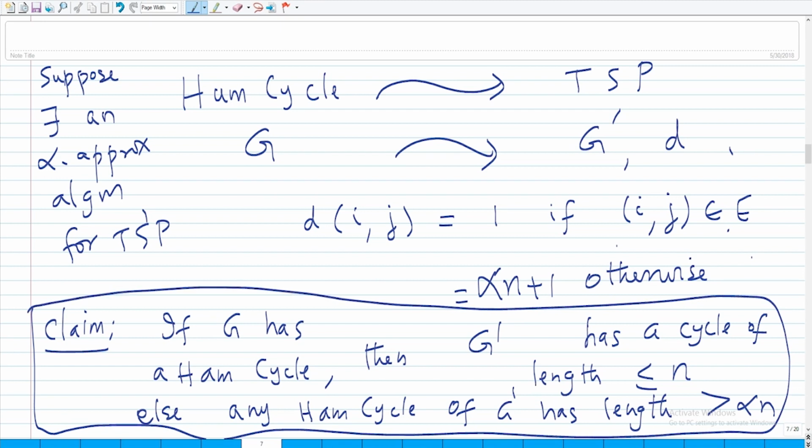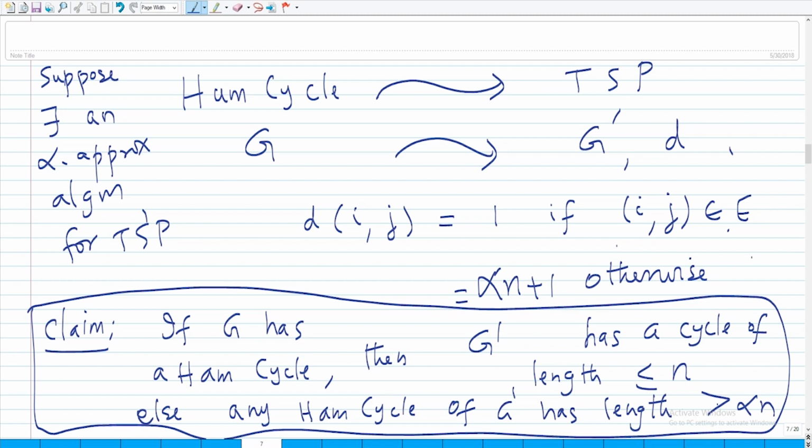If G has a Hamiltonian cycle, then the same Hamiltonian cycle will exist in G prime with the total cost at most n, because any edges of the original graph have distance 1. If G does not have a Hamiltonian cycle, G prime still has Hamiltonian cycles, because G prime is a complete graph. It will have lots of Hamiltonian cycles, but all of them will use an edge of this type, a non edge of the graph, because G does not have a Hamiltonian cycle. So, its length would be strictly more than alpha n. So, we have made a separation.